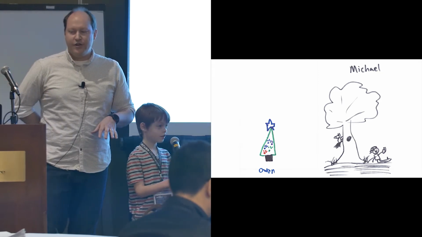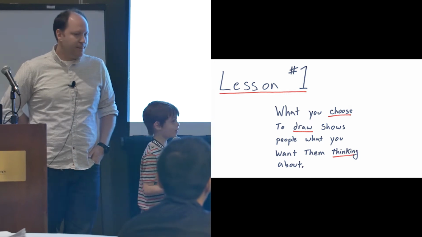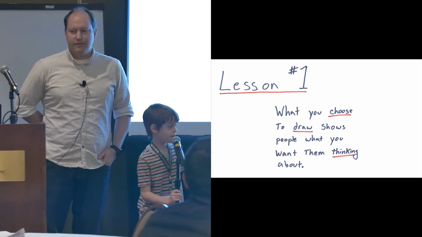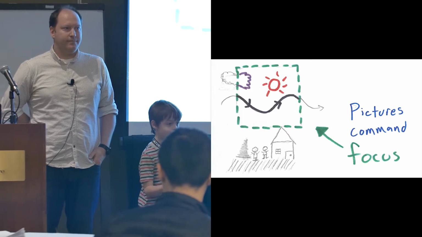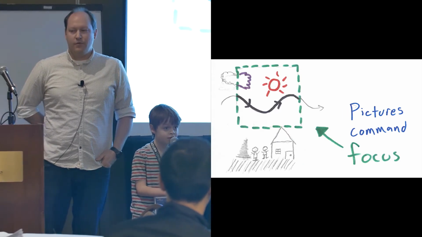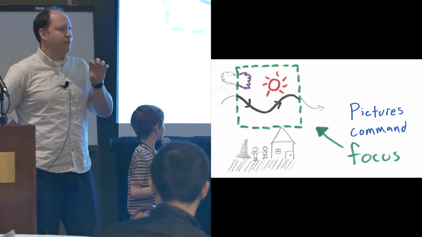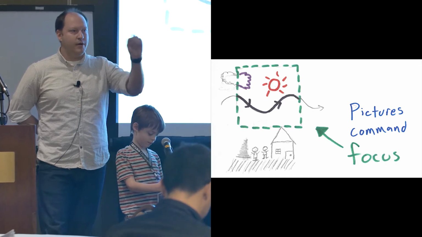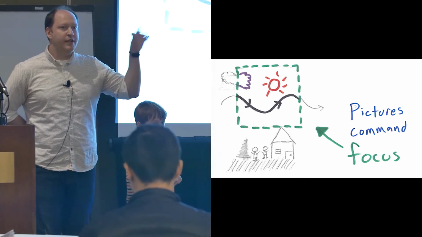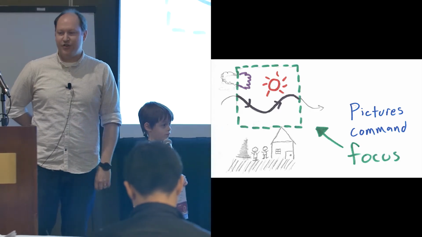Lots and lots of different kinds of trees, which brings us to lesson number 1. What you choose to draw shows people what you want them thinking about. Pictures command focus. There's lots of different things that you could have chosen to put on your tree. You could have been focusing on details, on shape or big picture, or on a completely different kind of tree. We were not specific about the type of tree that you should be drawing.